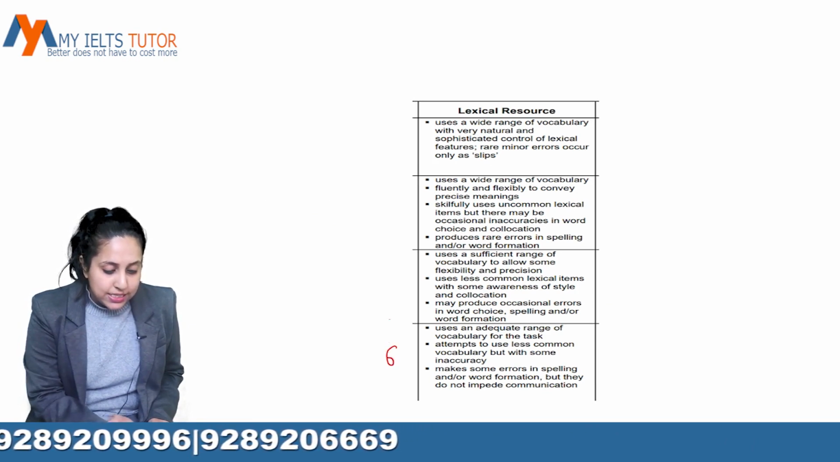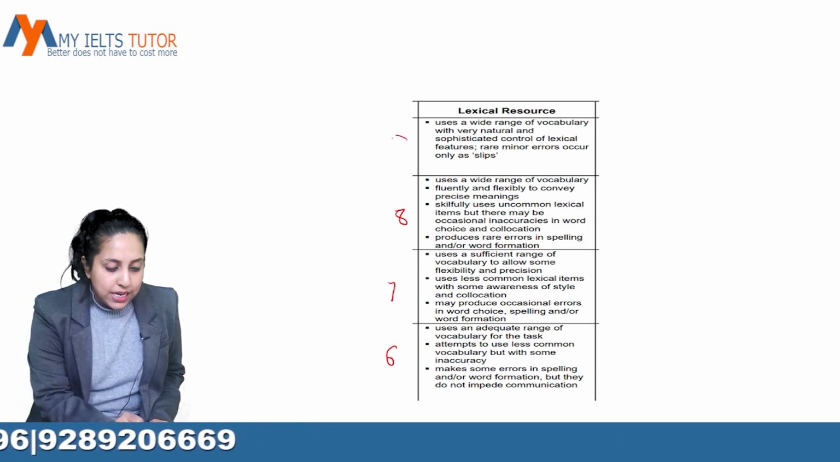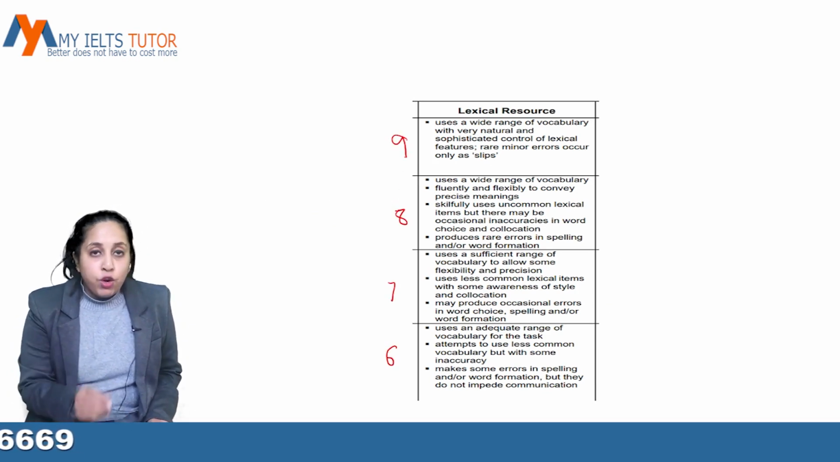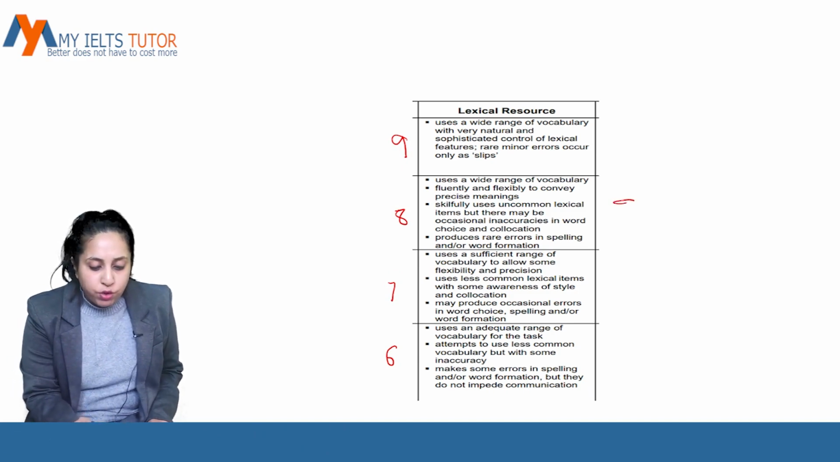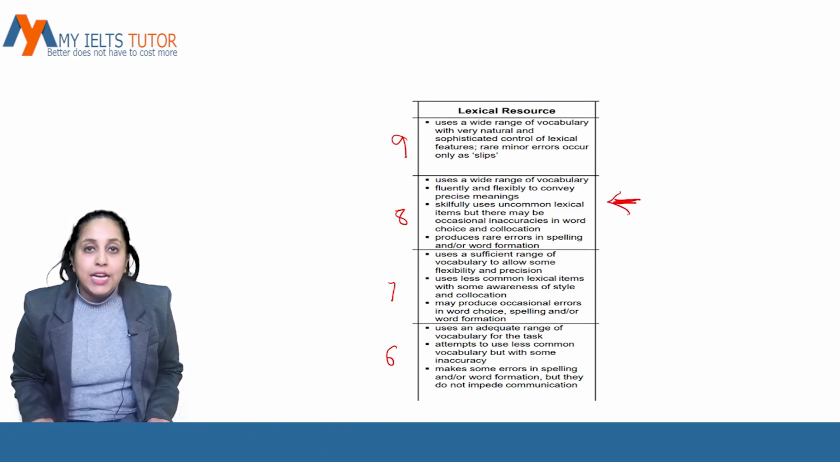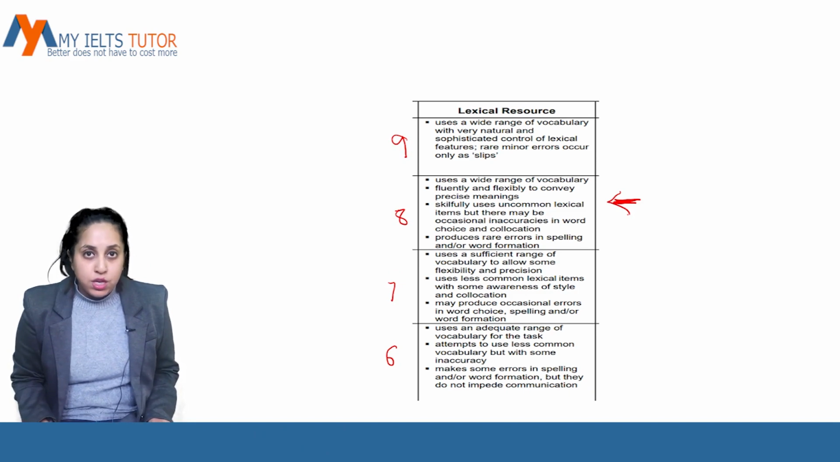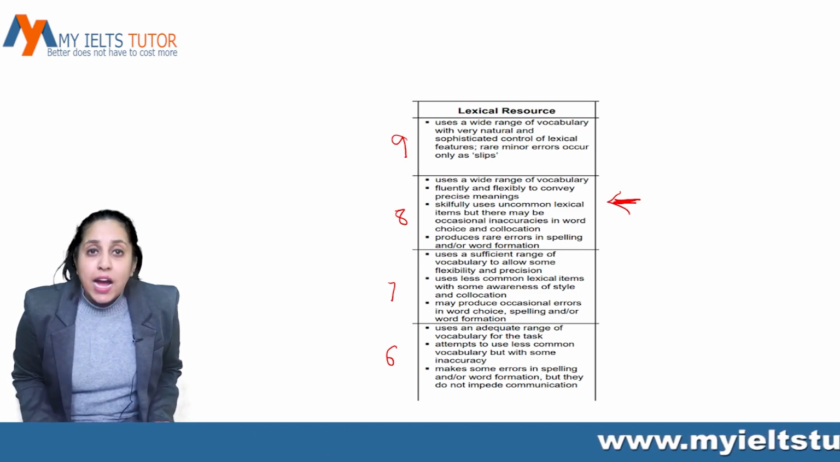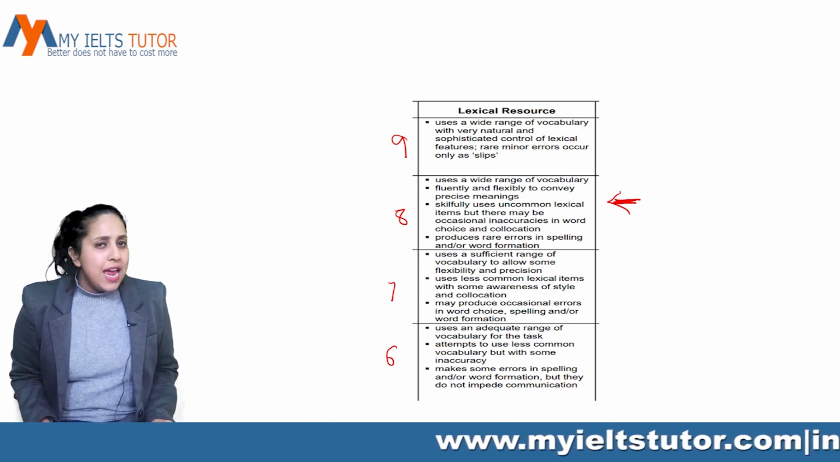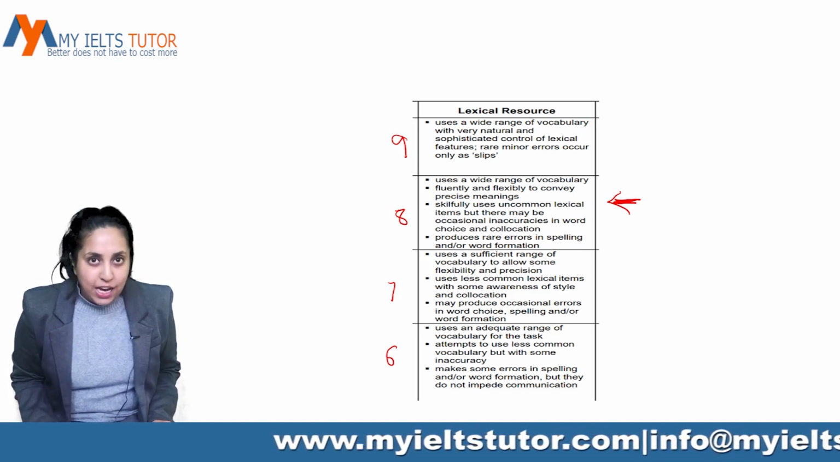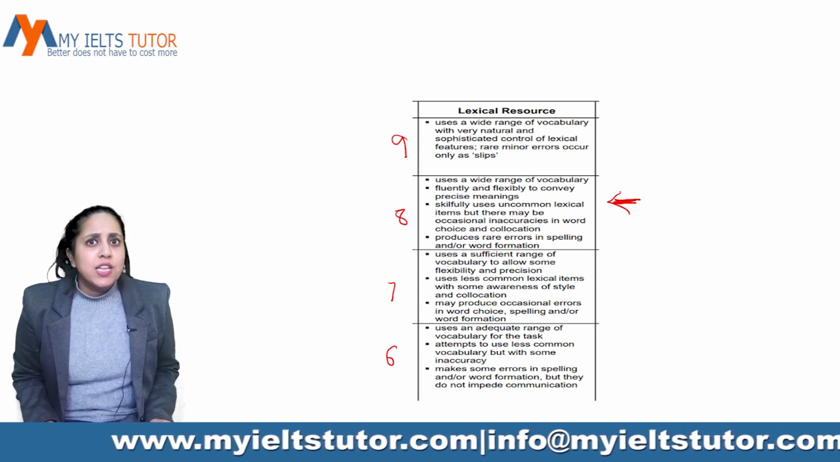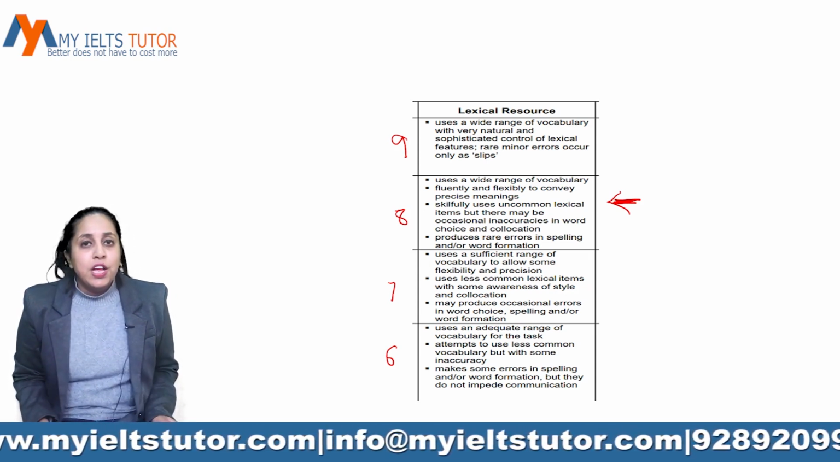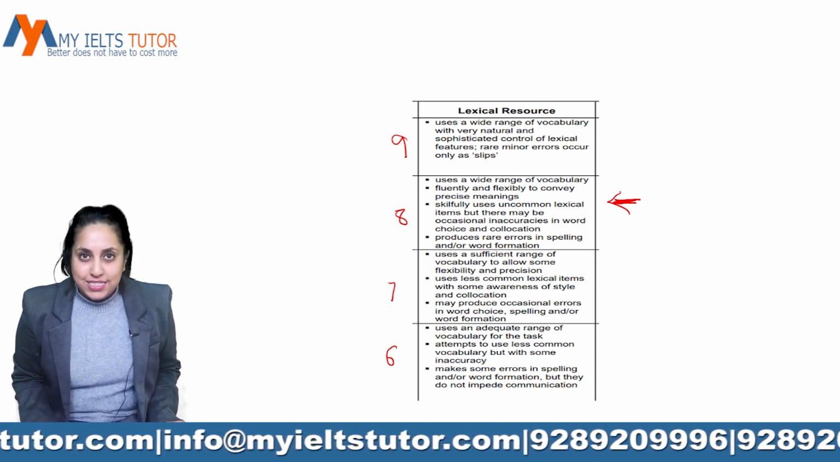So, this is 6, 7, 8, 9. So, this is what we need to do to be at 8 band in lexical resource. For this, we need to understand what the examiner is actually looking for in our vocabulary and how we need to handle it, because there are a lot of misconceptions related to vocabulary usage in your IELTS test.